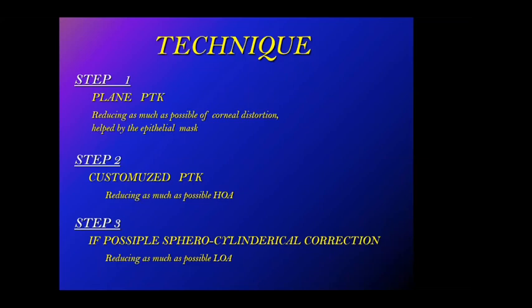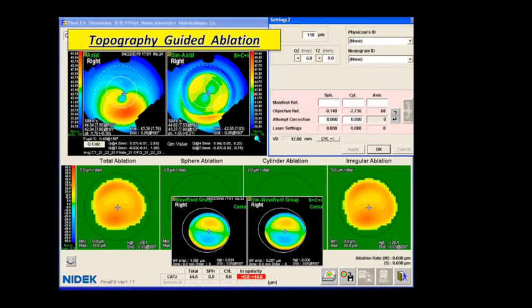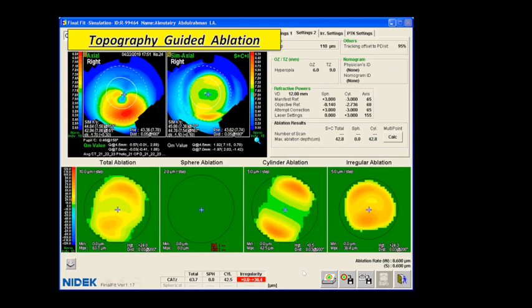It is not just A, B, C. Every case is different. Now, here we change it from irregular to regular. Again, this is the same, change it from irregular to regular astigmatism. But here, this is by simulation, but this is exactly what you will see later. Now he has astigmatism here. So why not, if we have some tissue, let us treat this astigmatism.